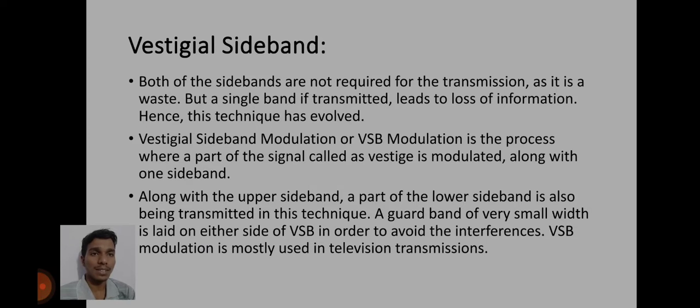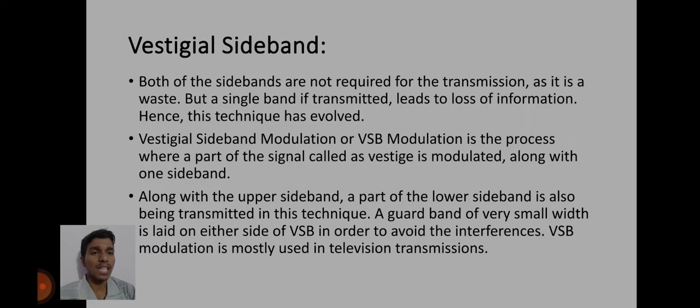Vestigial sideband, VSB. Both the sidebands are not required for the transmission, as it is a waste. But a single sideband, if transmitted, leads to loss of information. When in single sideband suppressed carrier we are transmitting only one sideband, some amount of loss of information happens. So hence this technique evolved, so that we are going for the vestigial sideband.